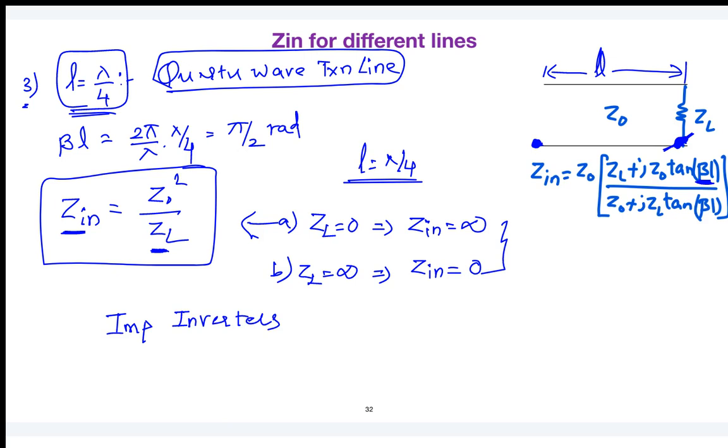Why I was calling it an inverter is that whatever load you connect at the output, it is inverted in impedance at the input, as per this equation. If we connect a short circuit load, it looks open. And if we connect an open circuit load here, it looks short. So the quarter wave transmission lines are said to be impedance inverters. They invert the impedance, whatever you connect at the load, when you are measuring at the input. Clear? Shall I go ahead?